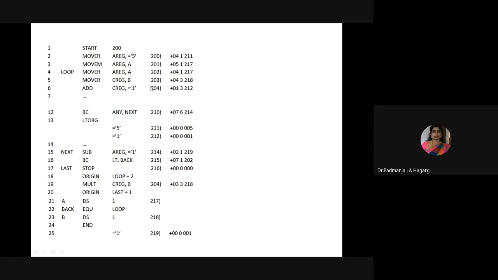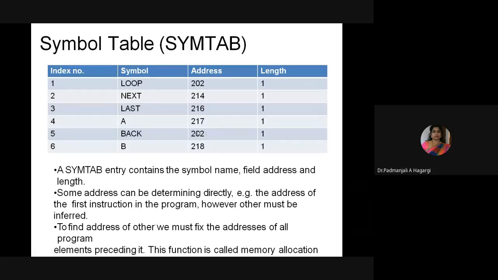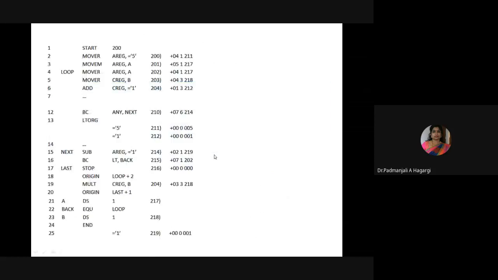Loop is at the address 202. Next is at the address 214. Last is at the address 216, A is at the address 217, back is at the address, it is taking on the loop. So B is at the address 219. So let us identify here what the back is. 202 is the back address.